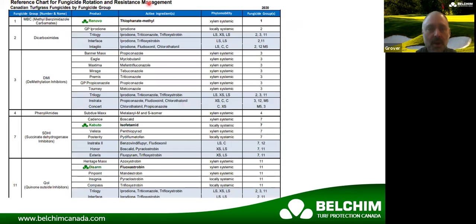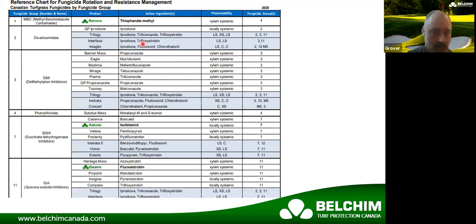And we put this FRAC sheet together a couple of years ago. It's a completely Canadian FRAC sheet. If you're interested in getting a copy, please reach out to me and I'll send you one. Essentially, we put it together because we started getting a lot of phone calls from superintendents saying, I want to rotate, however I'm not quite sure exactly how to do it, and when I go online to find information, everything's Americanized. I don't know what Torque, Balaton, Emerald, what is this stuff?